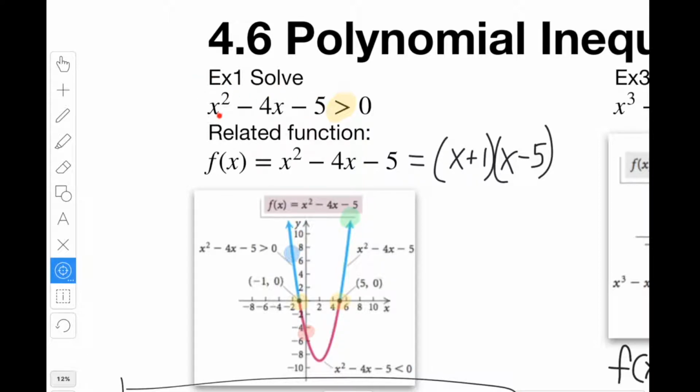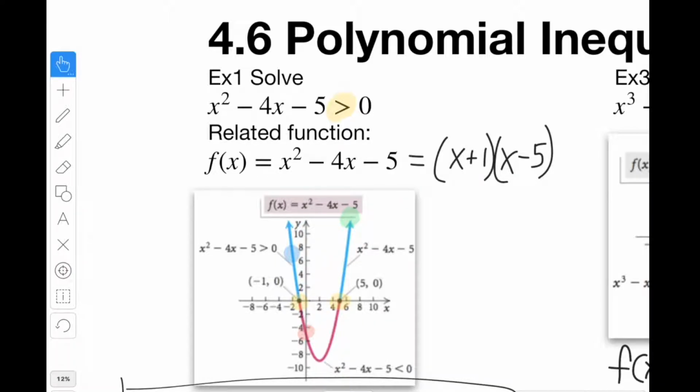Here's example one. You have to solve an inequality. You have to figure out when this crazy quadratic expression is greater than zero. Well, you could write a related function. Just take all this and make it equal to f of x, and then graph it. And so when is the graph going to be greater than zero? Well, you can see from the graph that it has zeros of negative 1 and 5. And so everywhere here, it's going to be greater than 0, and everywhere here, it's going to be greater than 0.